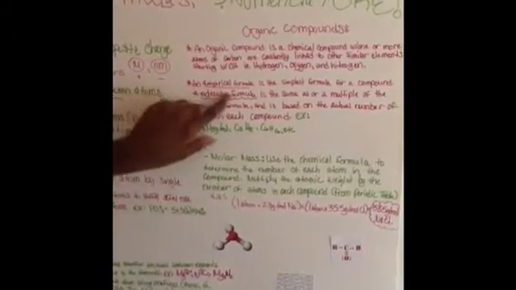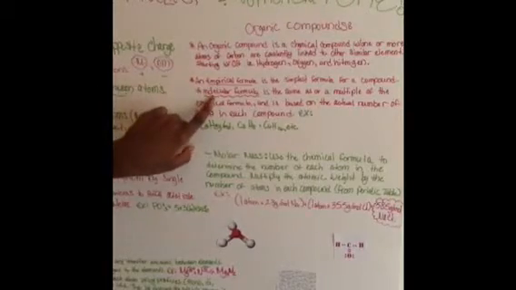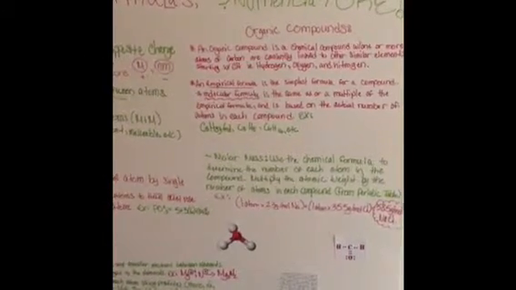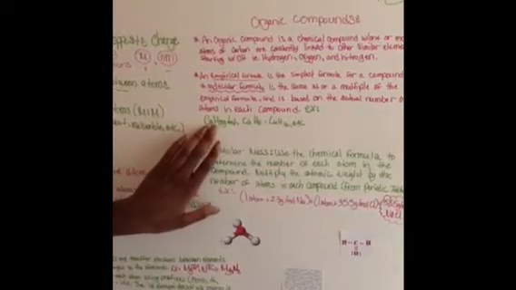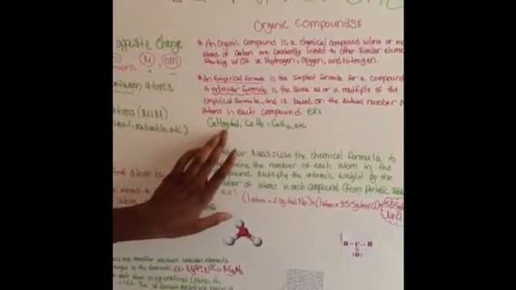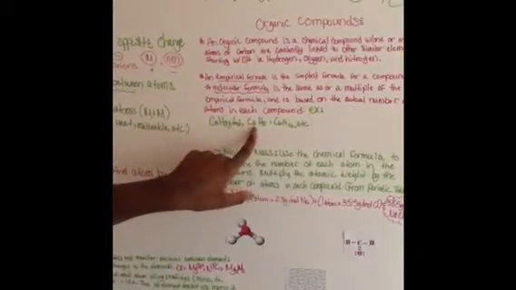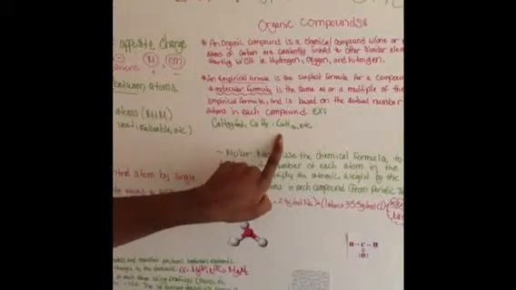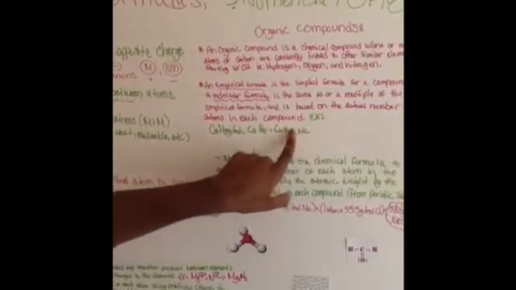And an empirical formula is the simplest form of a compound, and a molecular formula is the same as or a multiple of the empirical formula, and is based on the actual number of atoms in each compound. For example, C3H8 multiplied would be C6H18, and then you could multiply on and on and on.